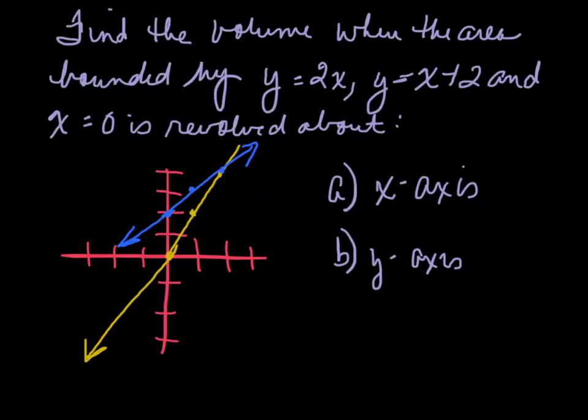Alright, we're going to look at one last problem. We want to find the volume when the area bounded by y equals 2x, which is my orangish mustard color line here, and the line y equals x plus 2, which is my line here. Those are my boundaries, along with the y-axis, which would be here. So it's this little triangle shape here.